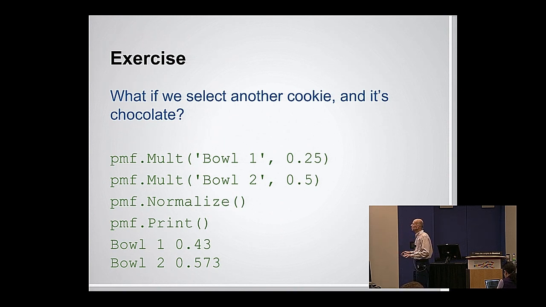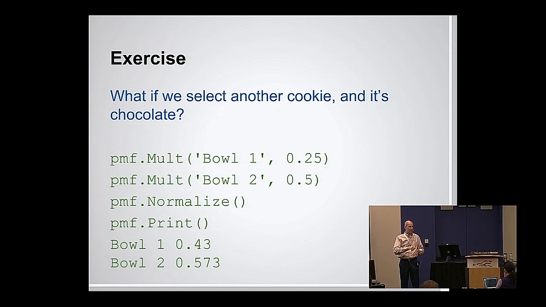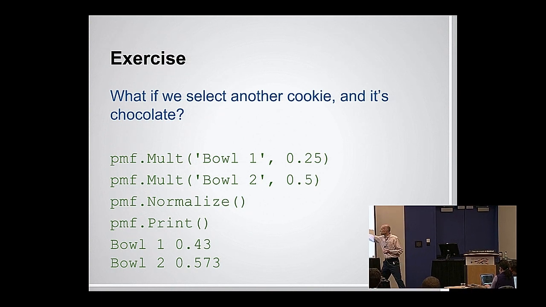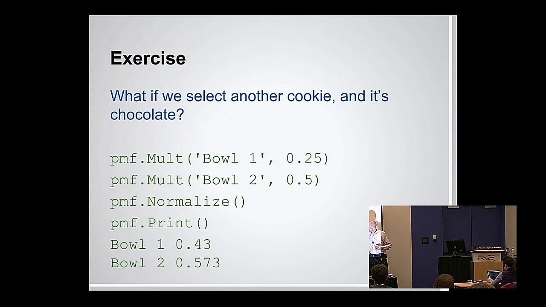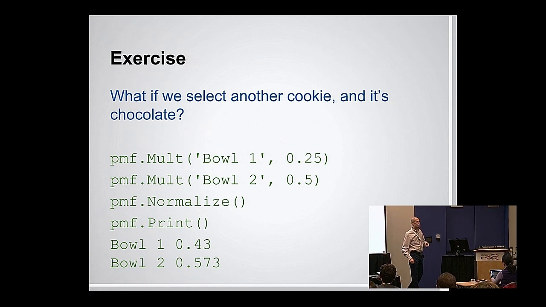Feel free to cheat. I mentioned if we're drawing from the same bowl again, so we've already taken one vanilla cookie, now we're drawing a chocolate cookie. The second update is going to be to multiply by the conditional probability 0.25. And that's saying that if it's bowl number 1 and I got a chocolate cookie, there's only a 25% chance of that outcome. If it's bowl number 2, the chance of a chocolate cookie is 50-50. Renormalize the distributions and then print the results.